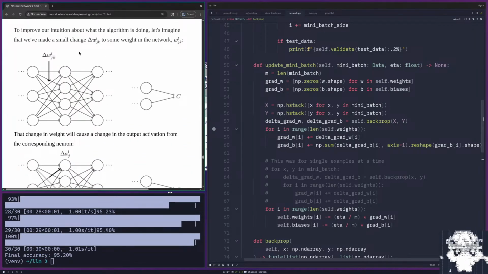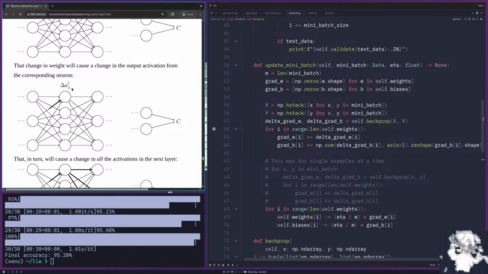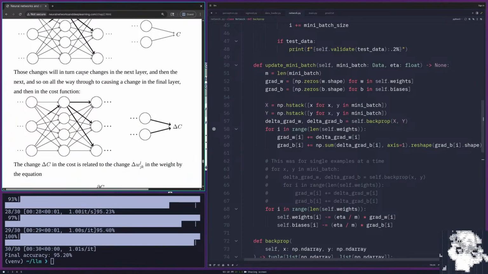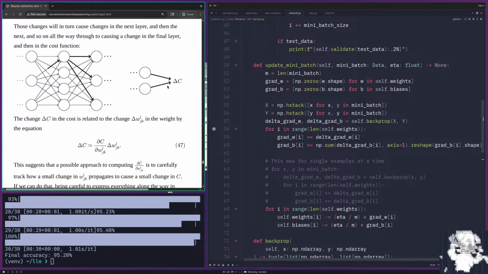To improve our intuition about what the algorithm is doing, let's imagine that we've made a small change, delta W^l_jk, to some weight in the network, W^l_jk. That change in weight will cause a change in the output activation from the corresponding neuron, so delta A^l_j. That in turn will cause a change in all the activations in the next layer. Those changes will in turn cause changes in the next layer, and then the next, and so on all the way through to causing a change in the final layer, and then in the cost function.